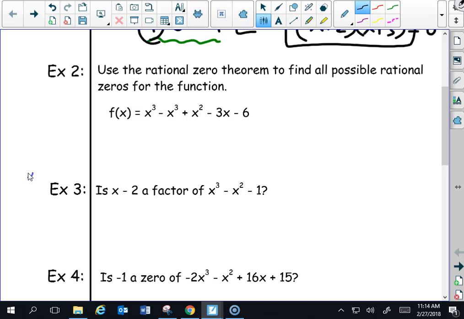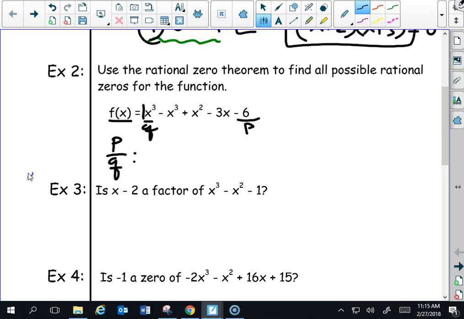rational zero theorem says is that all the zeros of this function are going to be p over q. Now, p is my constant, so there's my p. q is the coefficient of my highest degree term. So if I look at these numbers, and by the way, it's always plus or minus, it doesn't matter what sign p and q are. We always consider both positive and negative.